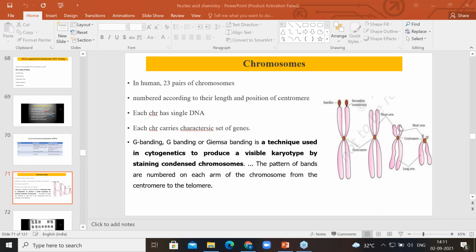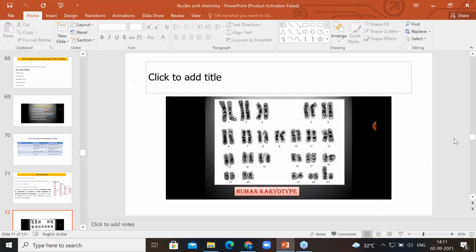So that is the technique to produce visible karyotype by staining the condensed chromosomes. The pattern of bands are numbered on each arm of the chromosome from the centromere to telomere. I will show you the G bands in the next image.